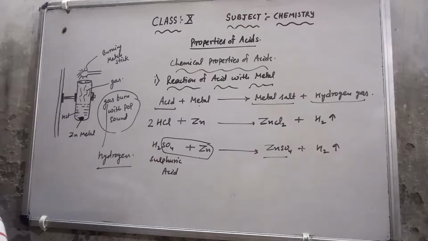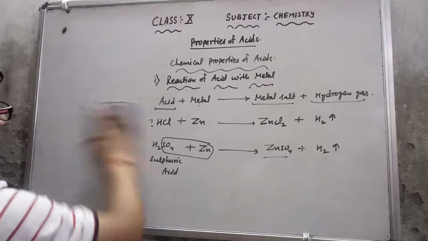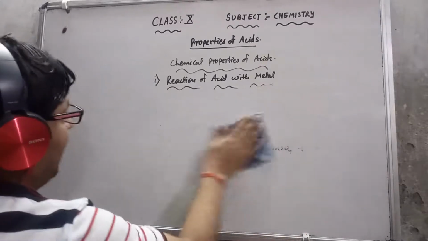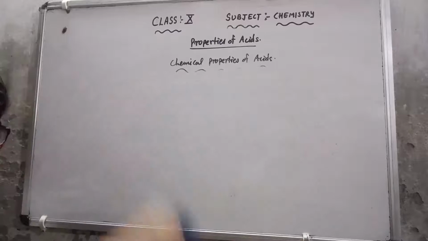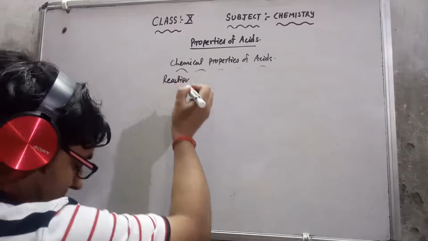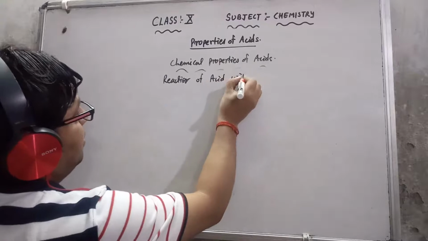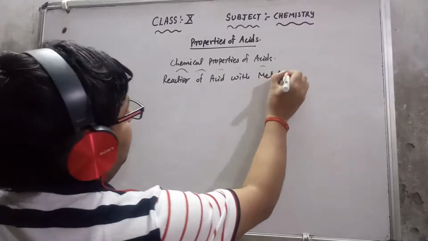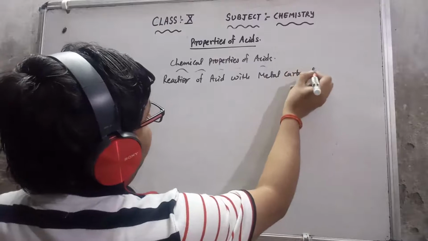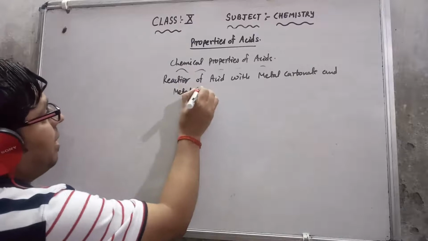The next topic is the reaction of acid with metal carbonate and metal bicarbonate. Reaction of acid with metal carbonate or metal bicarbonate.